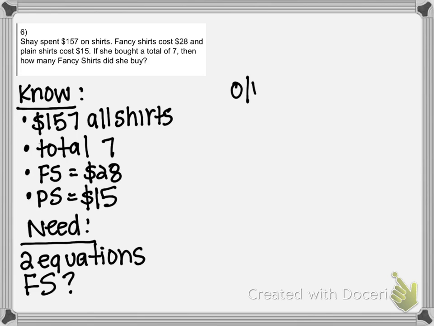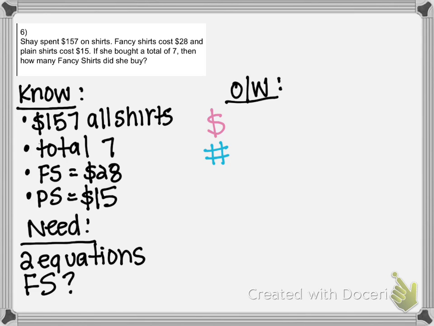So for organizing and working this problem out, my 2 equations are going to be the price equation. Again, we're going to have a how much and a how many. So we need to know the dollar amount, and we also need to know how many shirts they bought total.